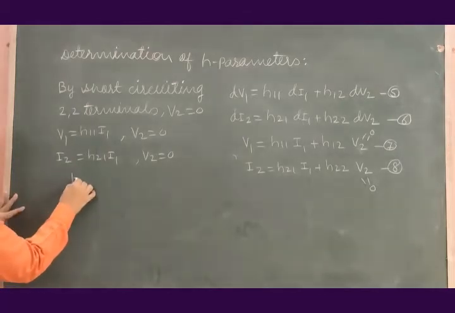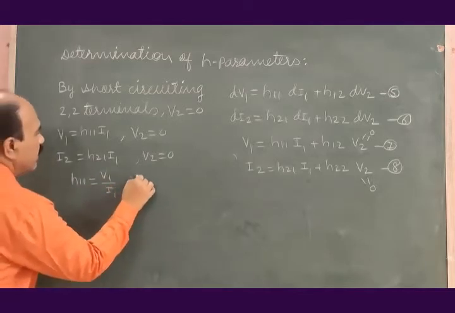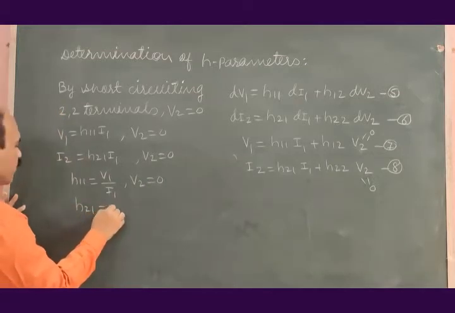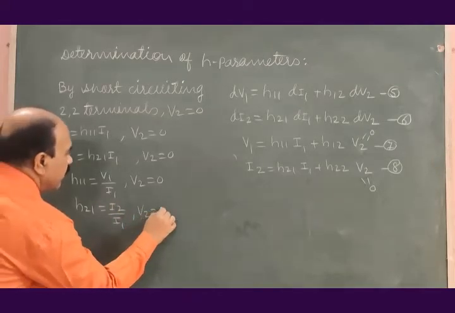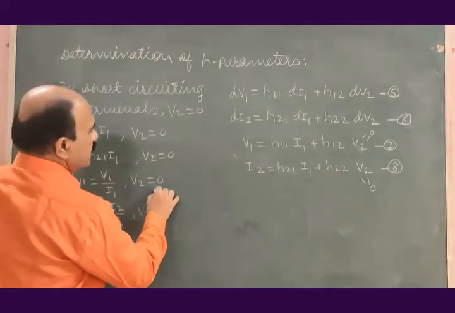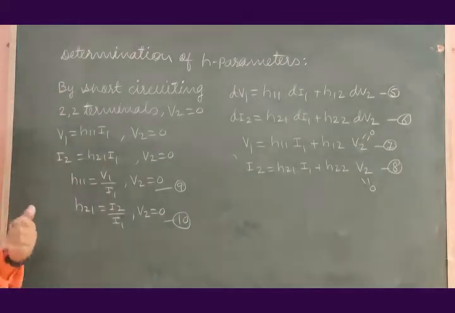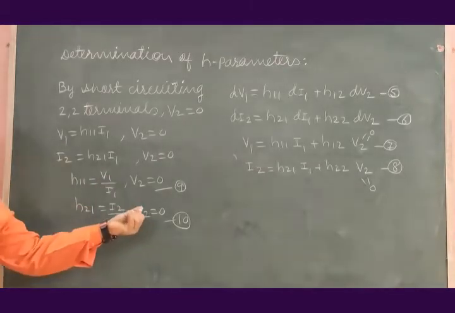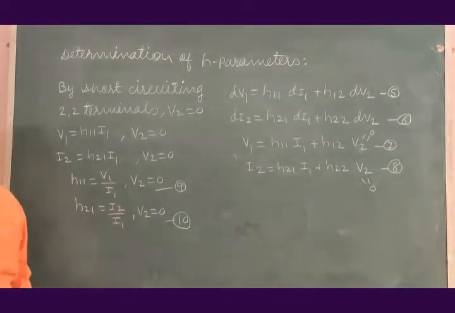Further, H11 is equal to V1 by I1 when V2 is 0. Similarly, H21 is I2 by I1 when V2 is 0. Let us call this equation number 9, and this equation number 10. According to equation 9, H11 is the ratio of input voltage to input current. According to equation 10, H21 is the ratio of output current to input current.